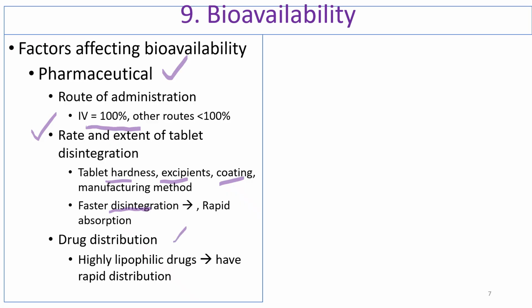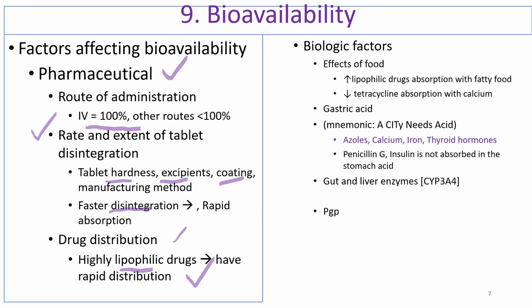Distribution: for example, if the drug is highly lipophilic, it crosses the membrane with rapid distribution. That increases the bioavailability. Biological factors include the effect of food. For example, lipophilic drugs taken with fatty food have increased bioavailability. For example, griseofulvin, an antifungal, needs lipid food to enhance absorption. Whereas iron needs acidic food to increase absorption. Some medications like tetracyclines decrease in bioavailability when mixed with calcium, like milk or yogurt. If you combine them with tetracycline, you are going to decrease the tetracycline absorption.